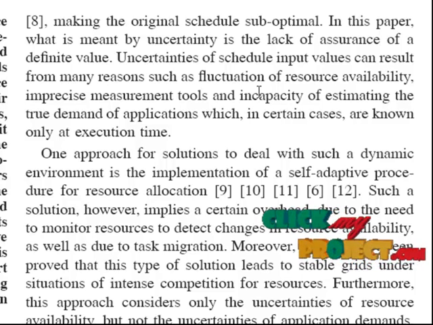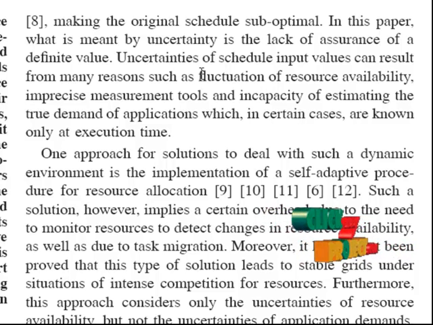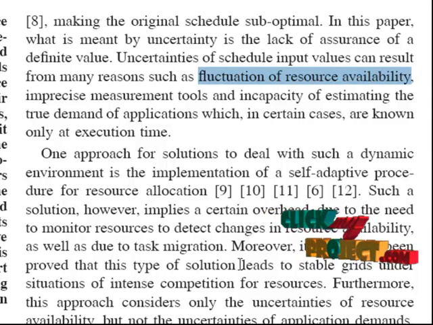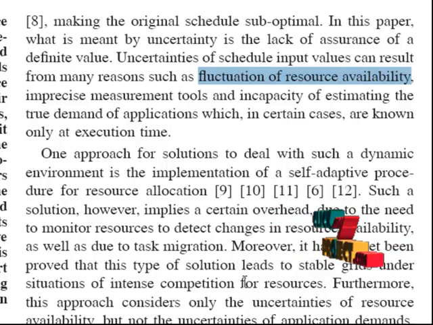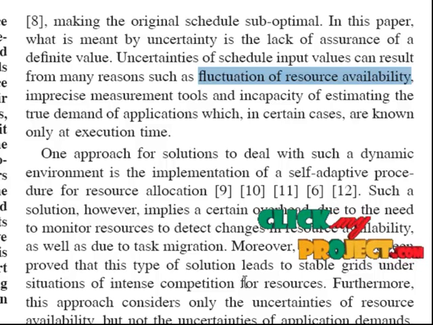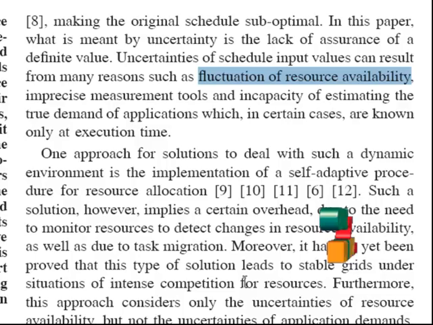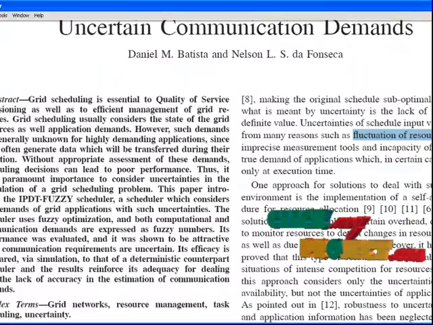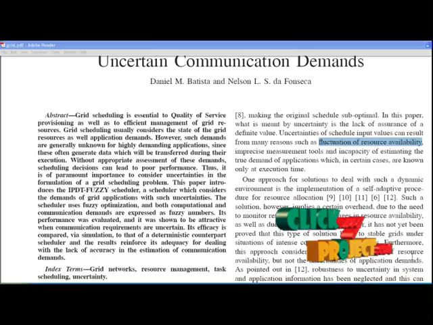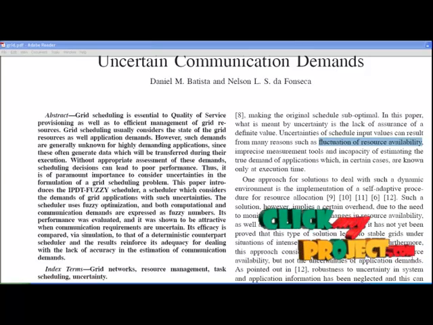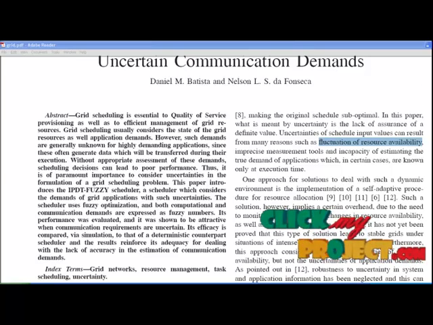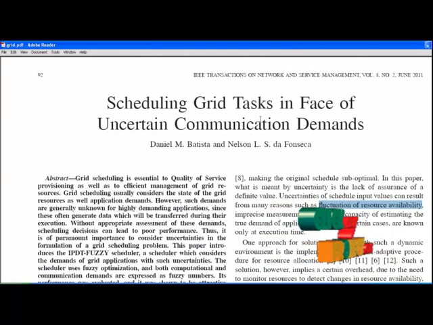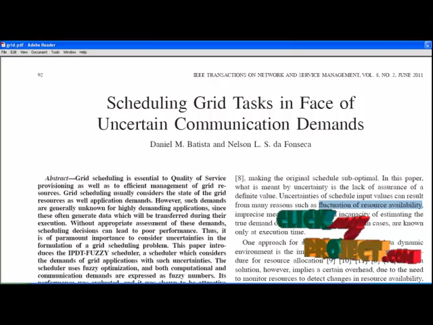So what uncertainty we are going to consider is regarding the fluctuation of resources. So what is fluctuation of resources? It is nothing but while giving the task to some of the processes, it will just take that process and schedule it, or just proceed with its execution. Without appropriate assessment of these tasks, it will lead to some erroneous situations. So in order to tackle all these scenarios, we are going to frame a framework, that is IPDT fuzzy scheduler, which is going to handle this uncertain communication demands.